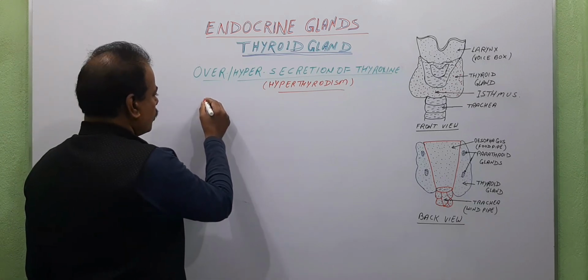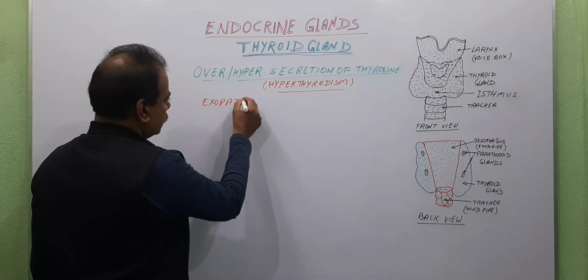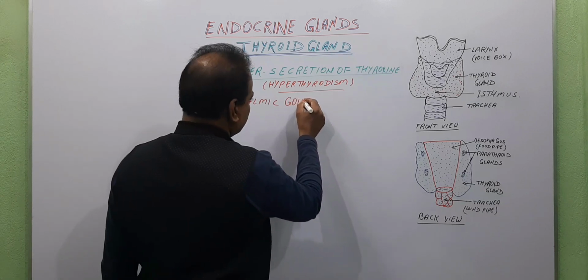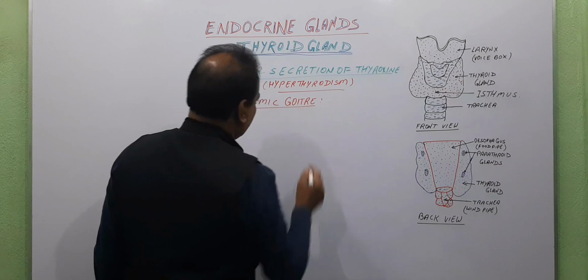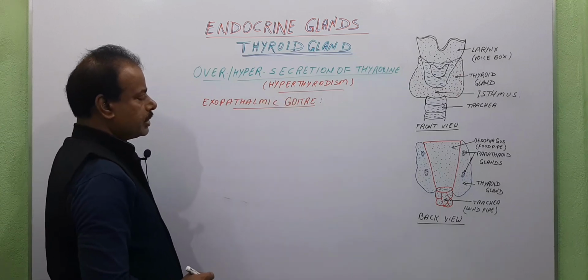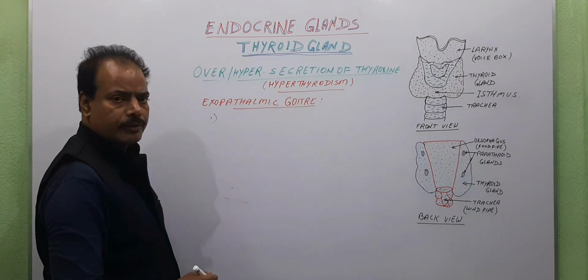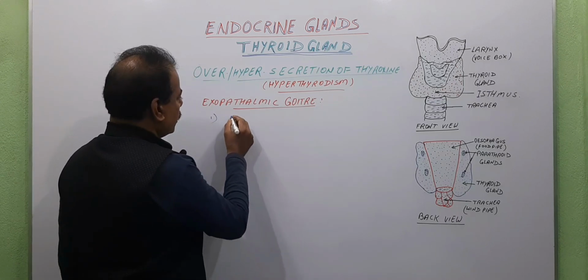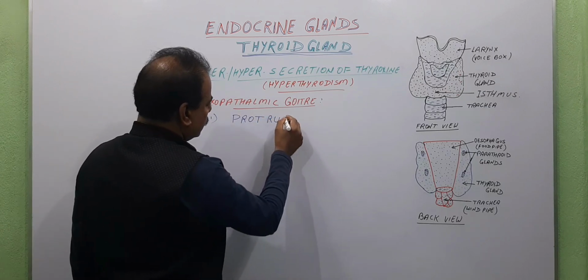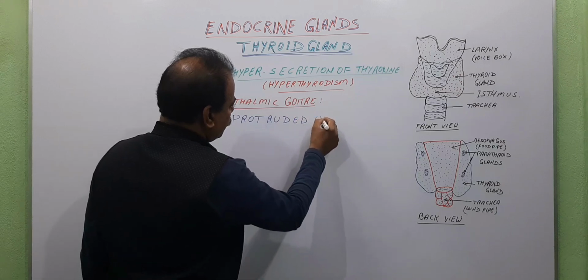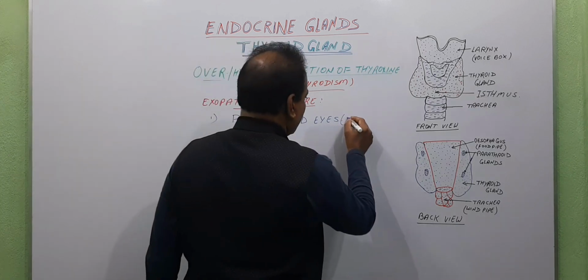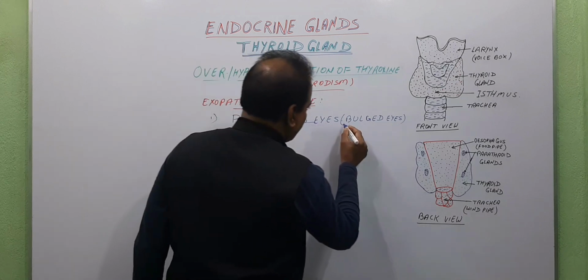It causes exophthalmic goitre. So exophthalmic goitre is caused due to oversecretion of thyroxine. The symptoms are number 1, protruded eyes. Protruded eyes means bulged eyes.